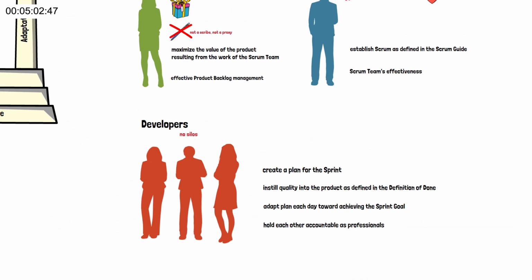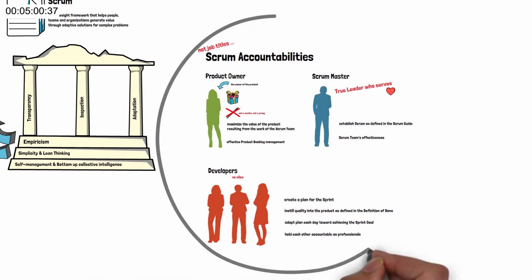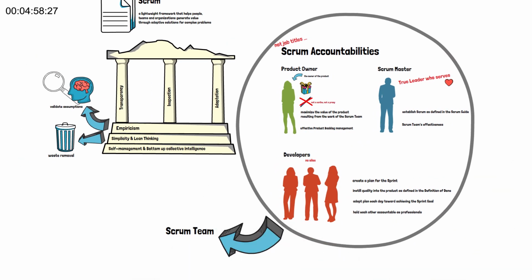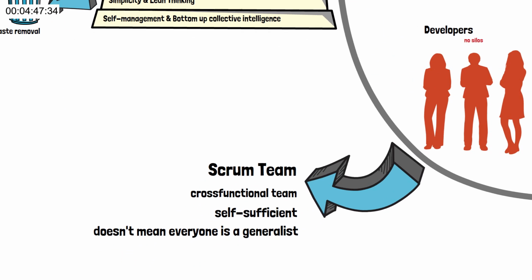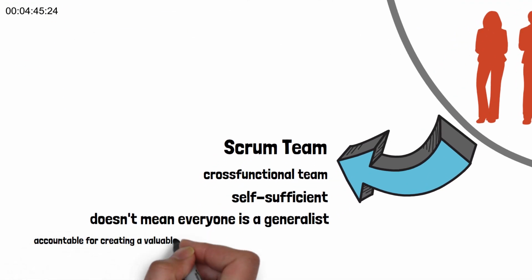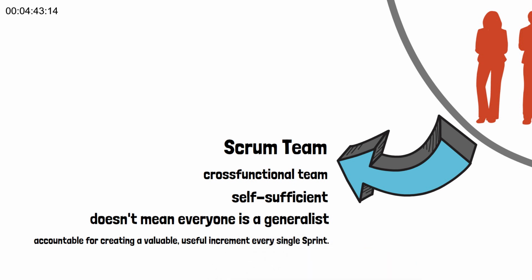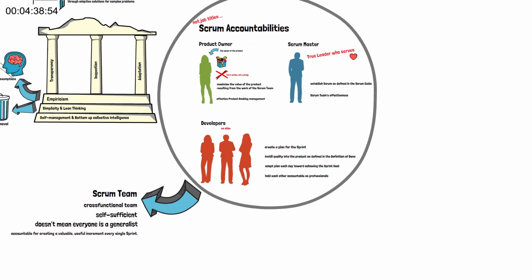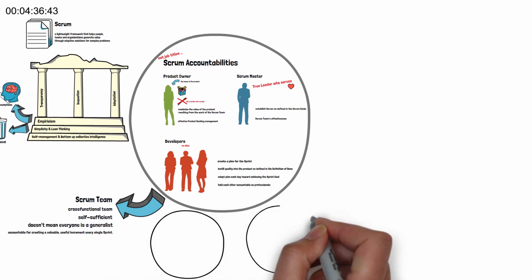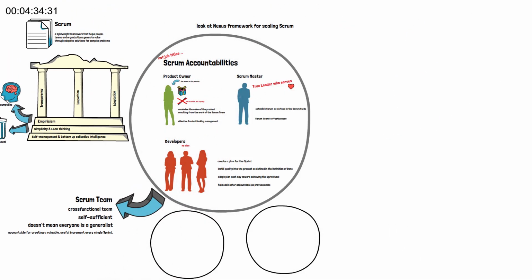Together as one unit, the product owner, the Scrum Master, and the developers are called the Scrum team. The Scrum team is cross-functional, which means they are self-sufficient and have all of the skills needed to develop the product. That does not mean every team member is a generalist. The entire Scrum team has a shared accountability to create a valuable, useful increment every single sprint. When the Scrum team has more than 10 members, the team should look into scaling Scrum frameworks such as the Nexus framework, which we don't cover in this video. And in the context of Nexus, there's still one product owner.